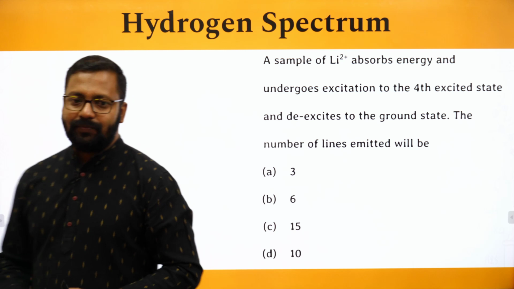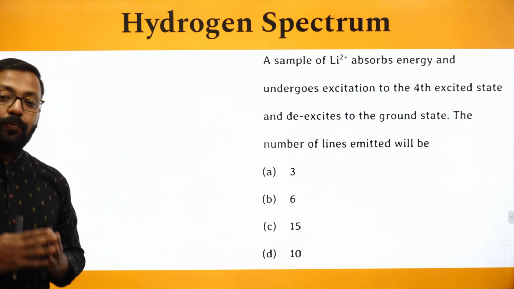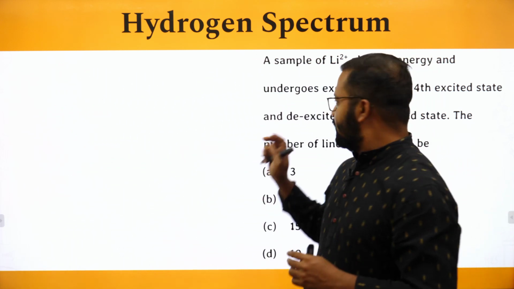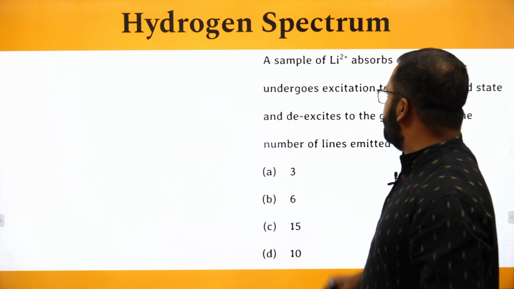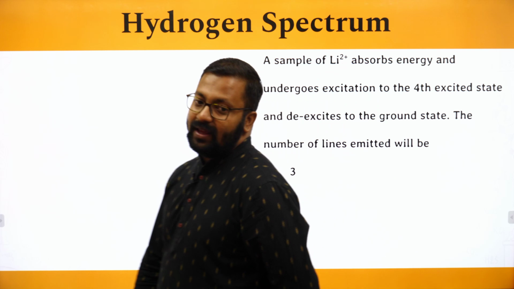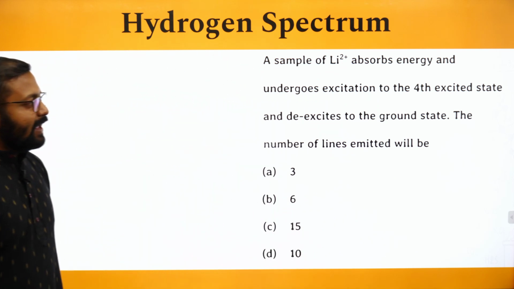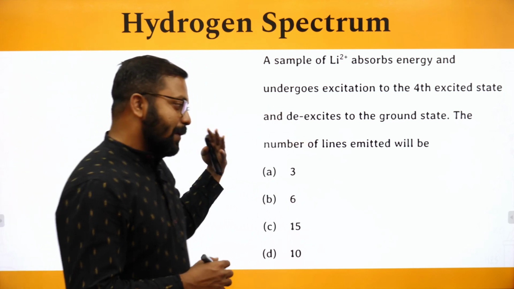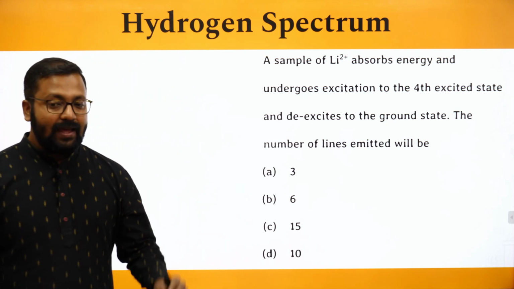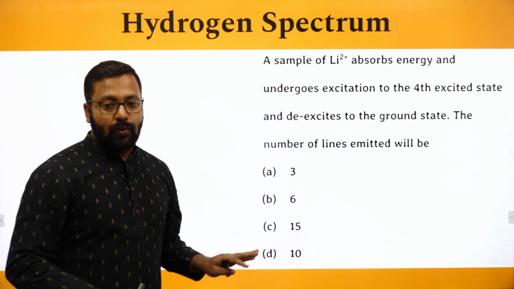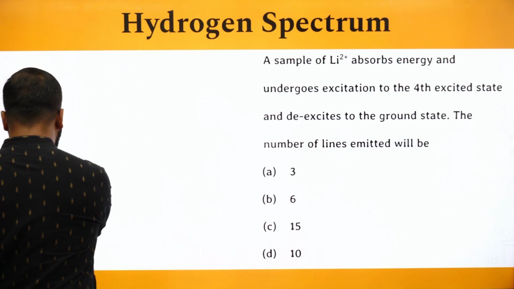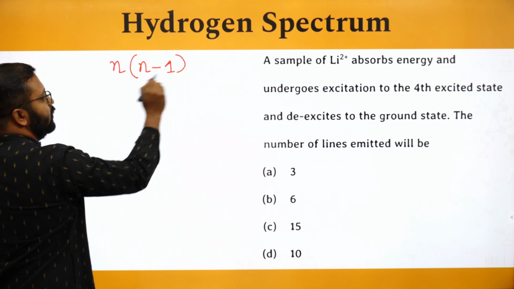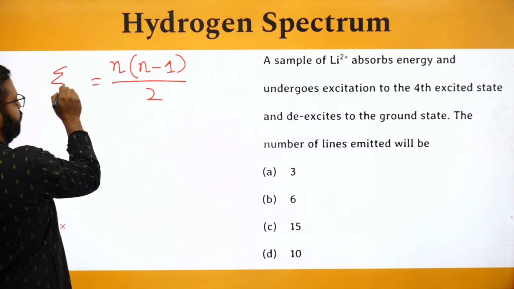So let's look at this question. A sample of Li2 plus absorbs energy and undergoes excitation to the fourth energy level, and then de-excites to the ground state. Then the number of lines which are emitted will be equal to what? Now this is a very simple question. The method to solve it is to remember the formula n(n minus 1) by 2. That is the number of lines.